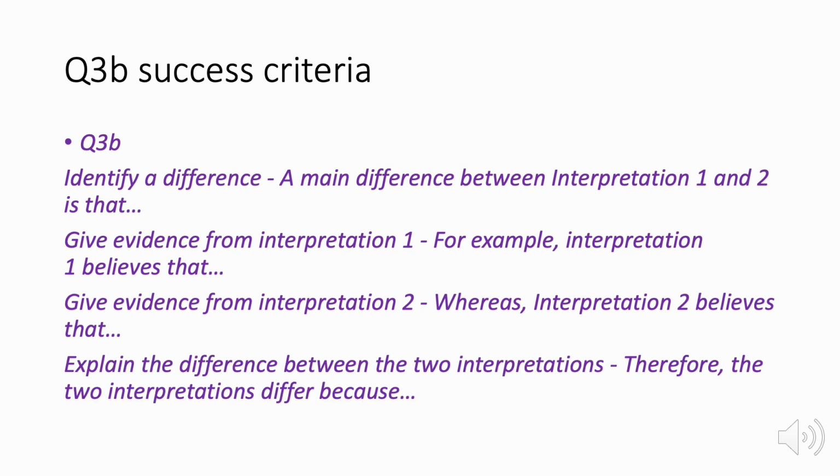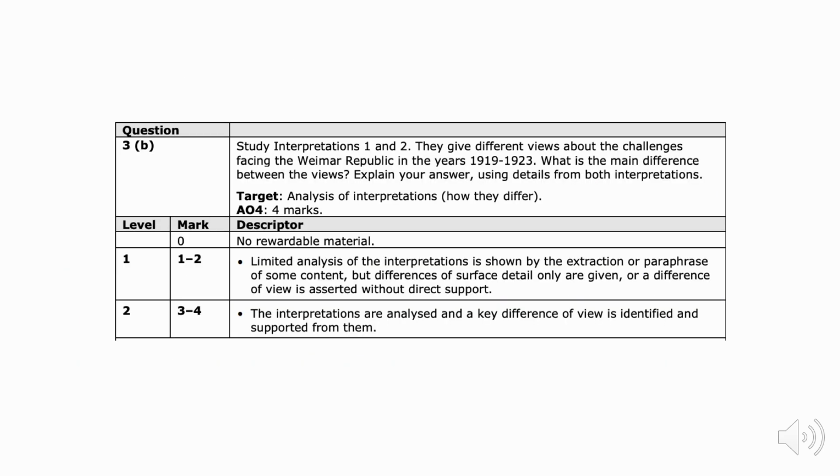And then finally, briefly, just one sentence at the end. Therefore, the two interpretations differ because, okay? And you can talk about how they're placing emphasis on different threats to the Weimar Republic. Now, that's just an example. But essentially, this is what the mark scheme looks like. To get three or four marks, you have to identify a difference between the two interpretations. You have to make sure that difference is supported.